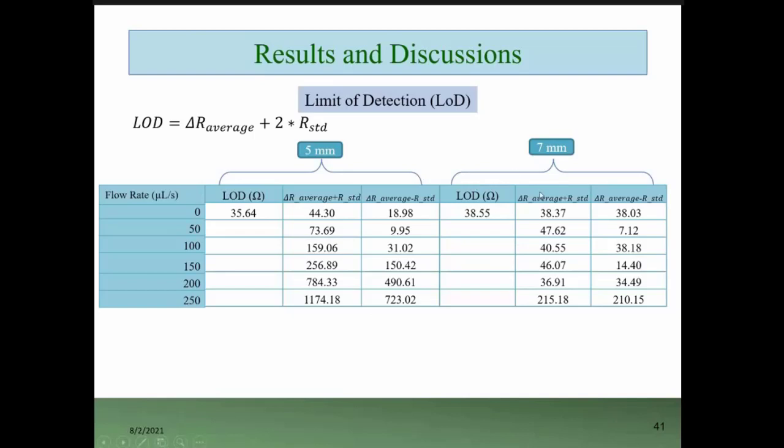And the same thing was performed for the 7 millimeter diameter channel, and the limit of detection was found to be 38.55 ohm, and depending on the value, we can see that it is only applicable for higher microliter per second flow rates. So if I increase the diameter of the channel, the limit of detection is increasing. That means, which is not good actually. The range of the flow rate is increasing, but our purpose is to measure as low a flow rate as possible.